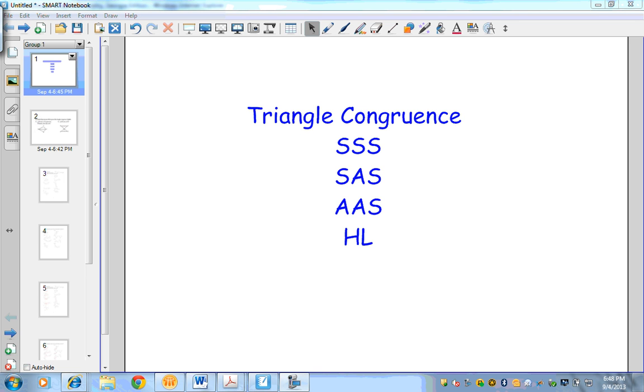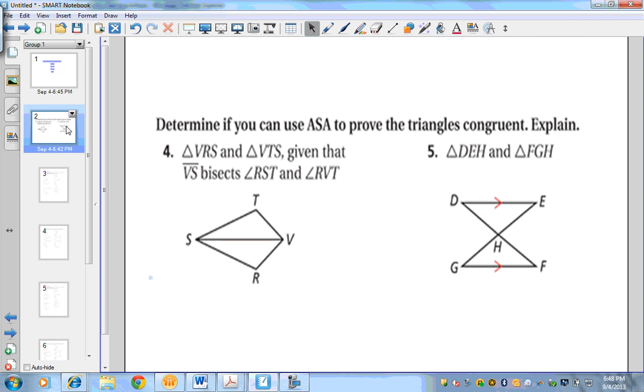Okay, in this video, we're going to be talking about triangle congruence. And what you're looking at right now are all the theorems that we're going to be discussing. So let's go ahead and get started. This was on your homework, page 150, problem number 4. It says, determine if you can use the angle side angle theorem to prove the triangle is congruent.